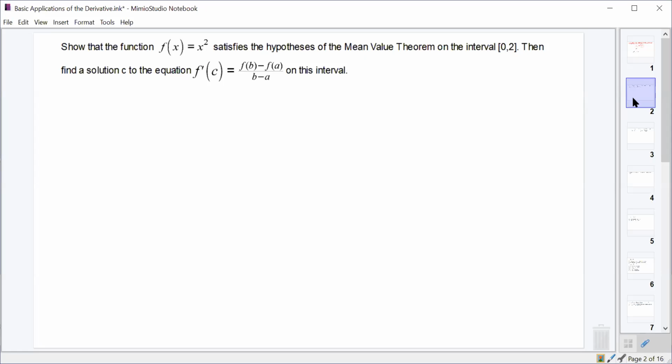So what's the first thing we need to do if we're going to show that this function satisfies the mean value theorem? We need to state the continuity, and then after that we need to state the differentiability, right? So f is continuous, and why is f continuous on 0 to 2? It's continuous because it's a polynomial, right?